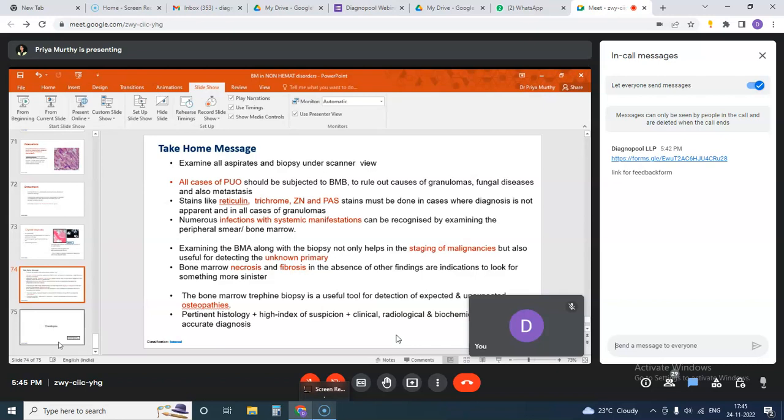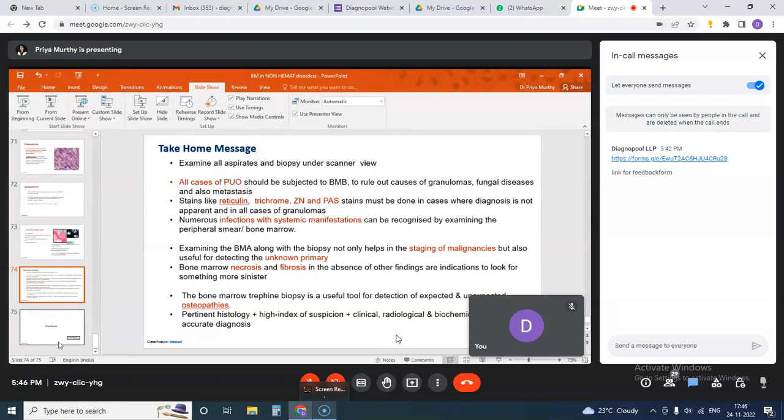Numerous infections with systemic manifestations can be recognized by examining the peripheral smear and bone marrow. Examining the bone marrow aspirate along with the biopsy not only helps in staging of the malignancies, because when you see there's a bone marrow metastasis, it automatically becomes stage 4. But it is also useful in detecting the unknown primary, because you can do a number of IHCs and study the morphology and architecture of the metastatic deposits.